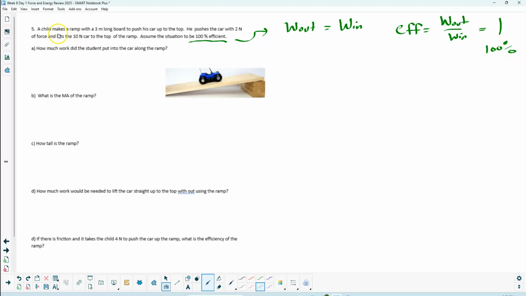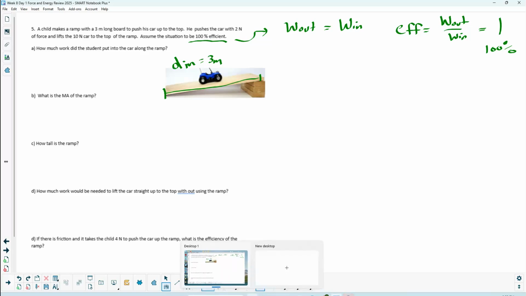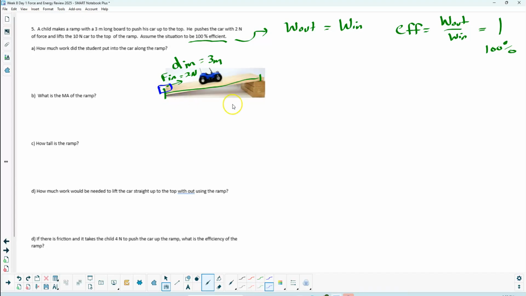So the child makes a ramp with a 3-meter long board. So going this way along the ramp or up the incline, that's the distance of the incline, that's 3 meters. He pushes the cart with a force, so that's his input force of 2 newtons. And he lifts this car, basically this blue car, it can go up the ramp, but if you wanted to lift it, you'd be lifting it up that way. And this is a 10 newton car, so it's like the weight of the car.